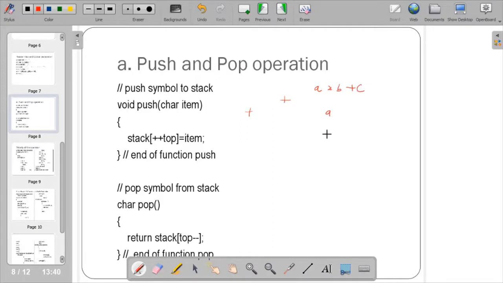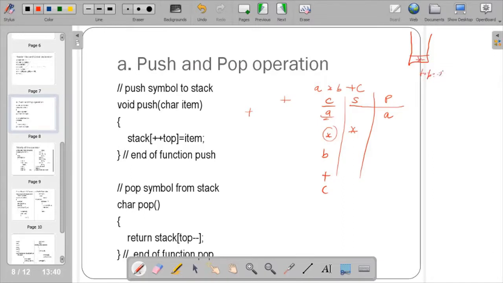So it was A star B plus C, and then this was my character, this was my stack, and this was the postfix expression. Whenever I find an operand, I push it directly into the postfix expression. Whenever I find an operator, I push it onto the stack. So what was happening in the stack? When I want to push this onto the stack, what do I need to do? Initially my stack was empty, so top was -1. When I fetch an operator, that is the star, I need to place this star.